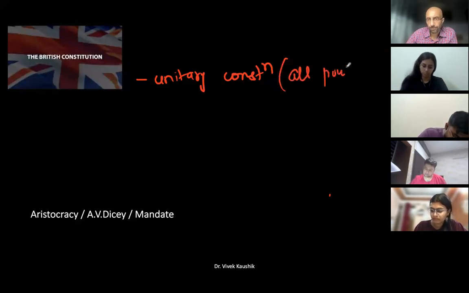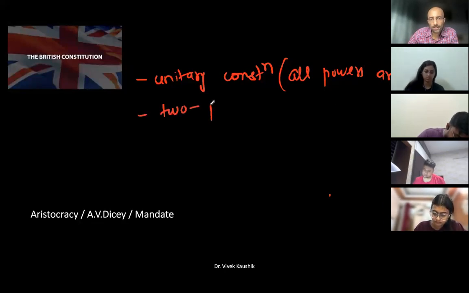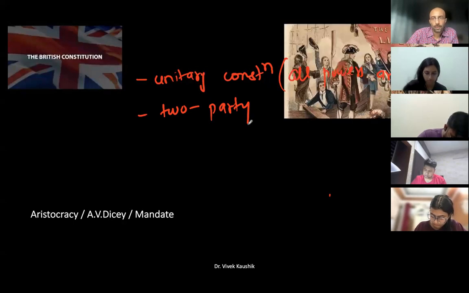That means all the powers are located, so we can write in bracket, all powers are with the central government. Next feature: it is a two-party system.